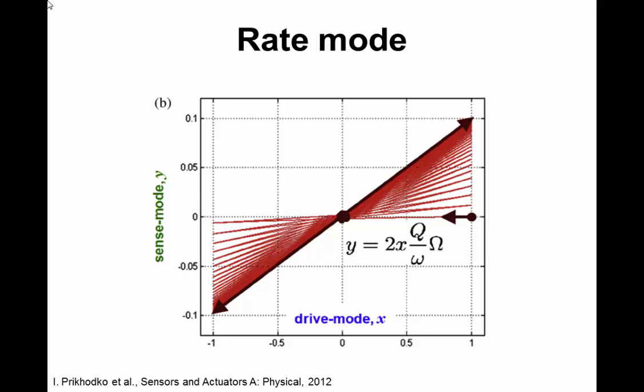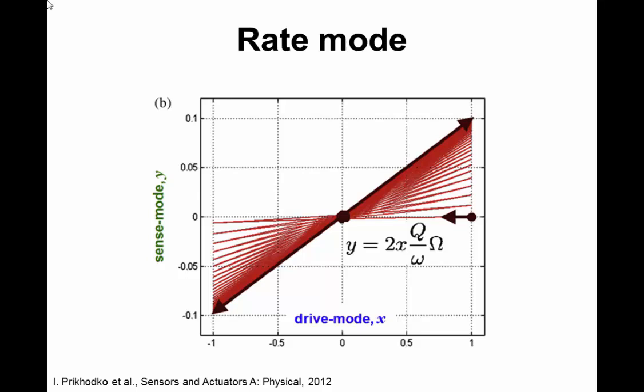So these configurations then can be operated in a mode matched setting in a rate configuration with force feedback. In such a configuration, you can go back to that equation that we had a few slides ago. If the modes are matched, the scale factor then turns out to be simply 2 times the drive amplitude divided by the ratio of Q divided by omega.